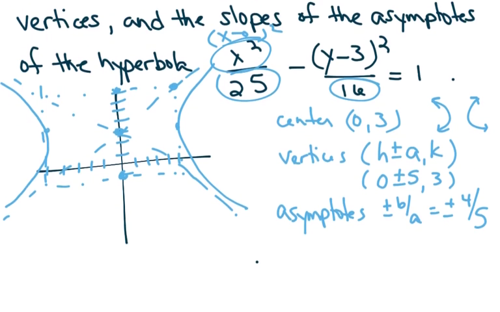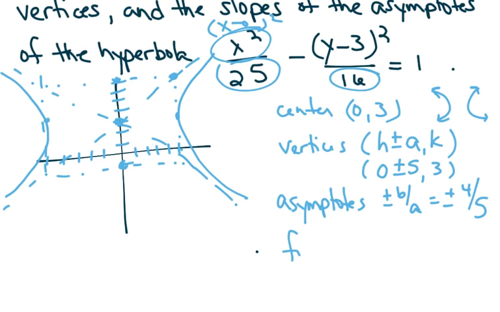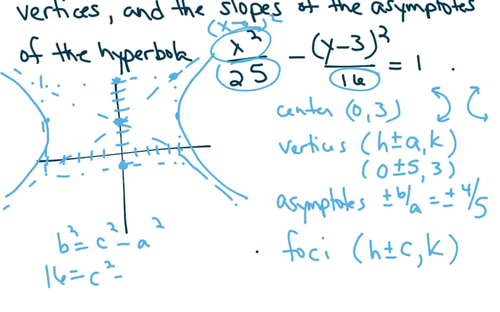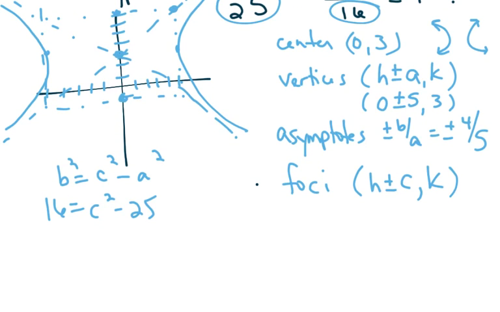Then to find the foci, they are going to be at (h plus or minus c, k), where b squared is equal to c squared minus a squared. So 16 is going to equal c squared minus 25. 25 plus 16 is 41. And so c must be the square root of 41. So the foci are at (0 plus or minus the square root of 41, 3).